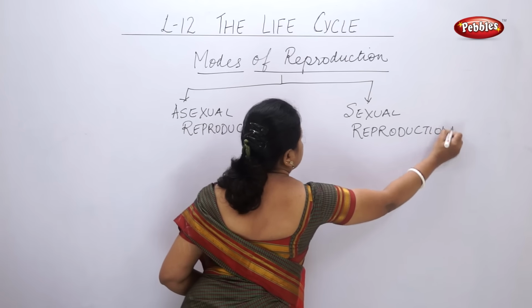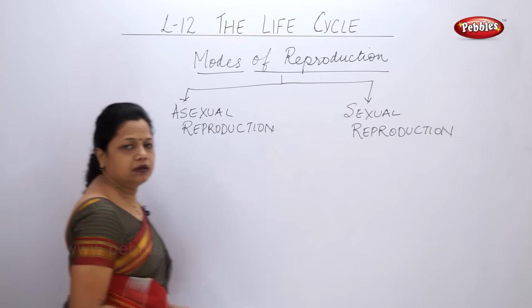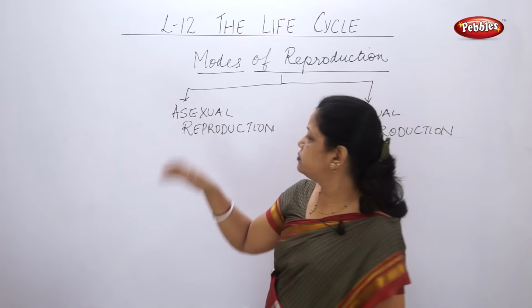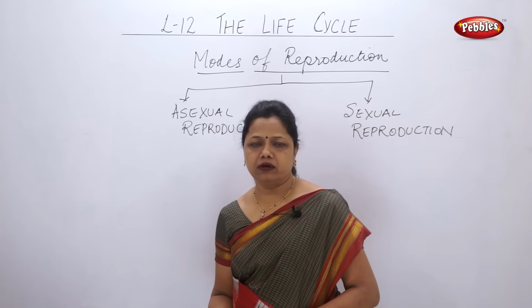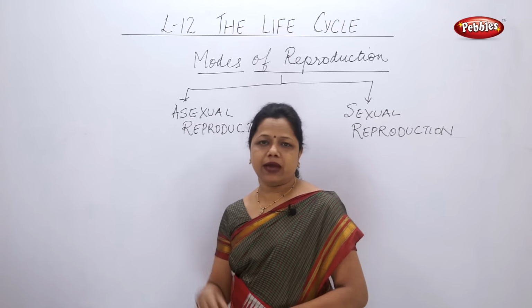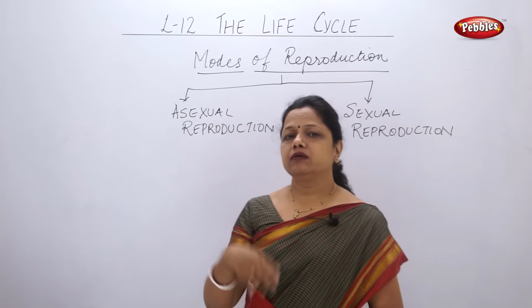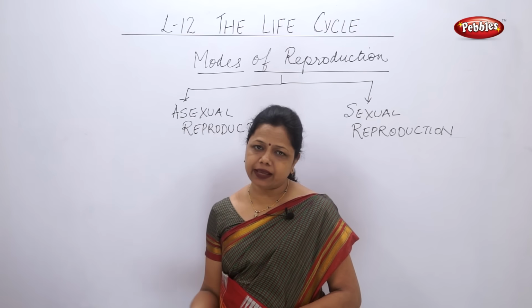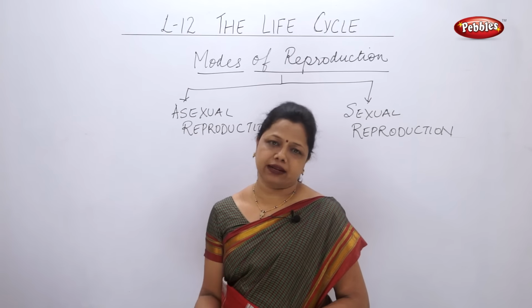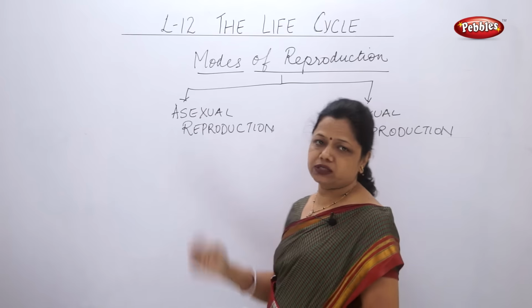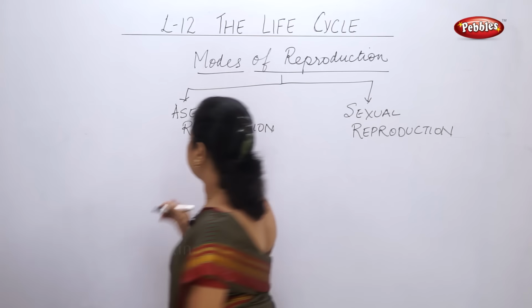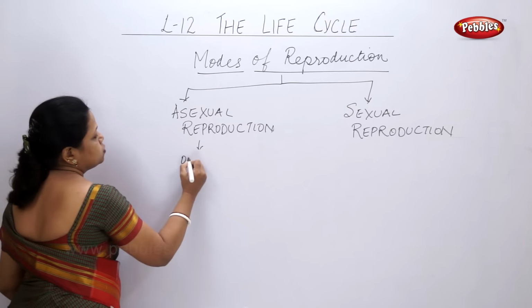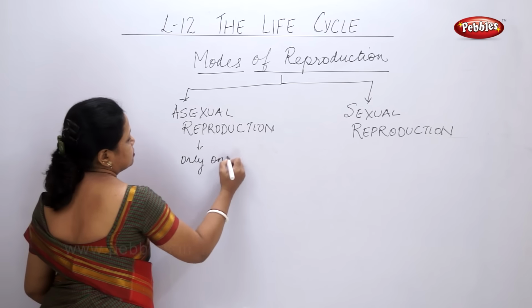Now, what do you mean by asexual reproduction? As the word meaning, you can say when there are no two organisms involved, only one organism acts as a parent and it divides and gives rise to new organisms, and that type of reproduction is called asexual reproduction. So it involves only one parent.